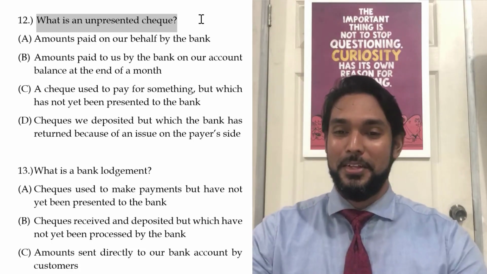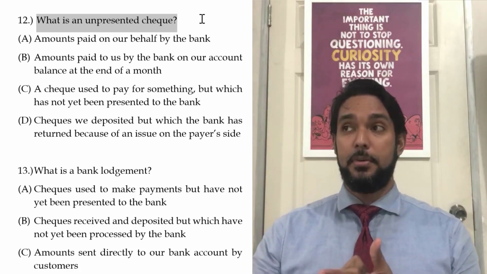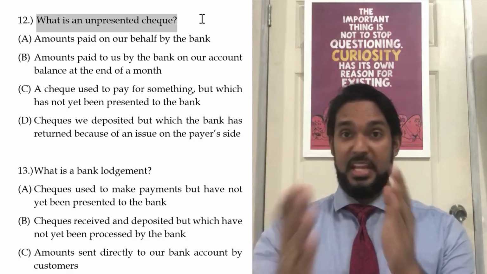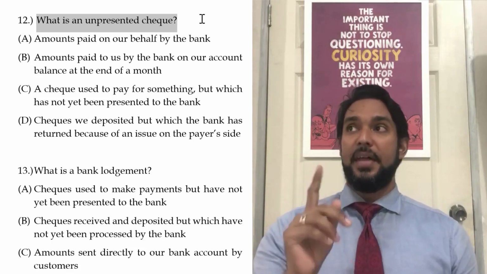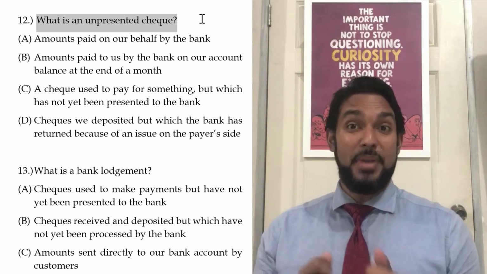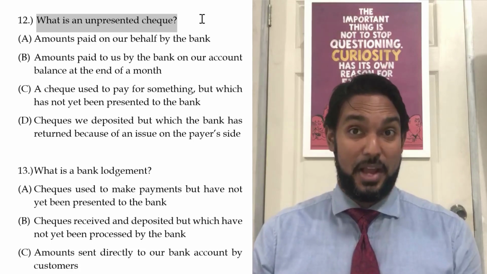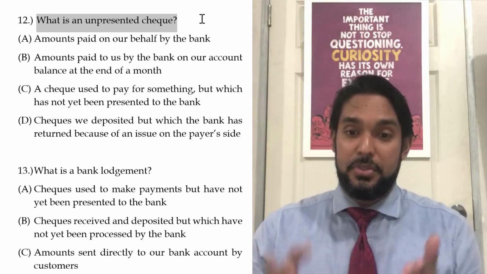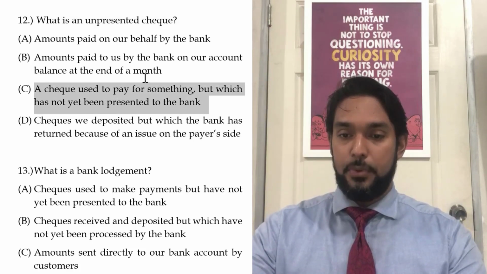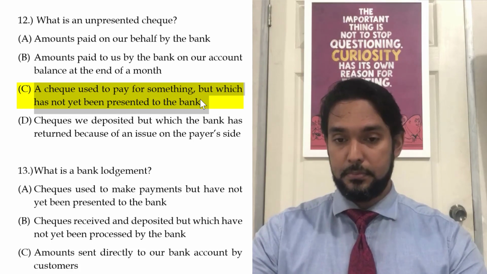All right. So an unpresented check is a check we write to make a payment for something. We give the check to whoever gave us a good or service or benefit, and that person is supposed to carry that check to their bank in order to receive payment from us. If they don't present the check, then they can't get the money. So that's what an unpresented check is: a check used to pay for something, but which has not yet been presented to the bank.